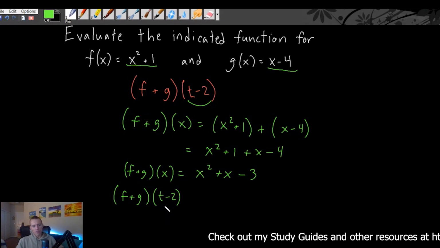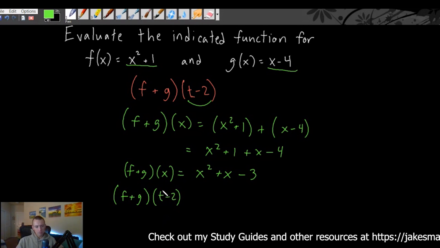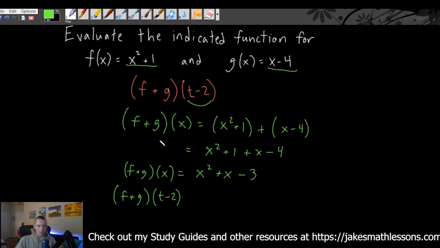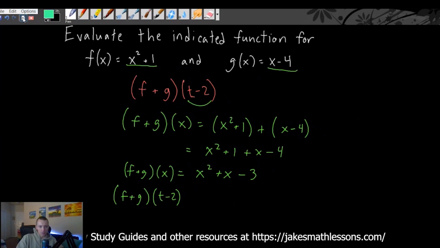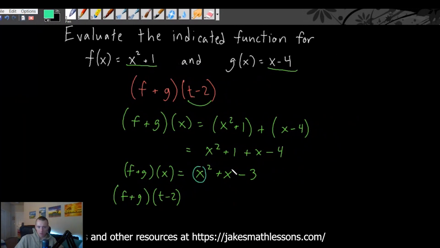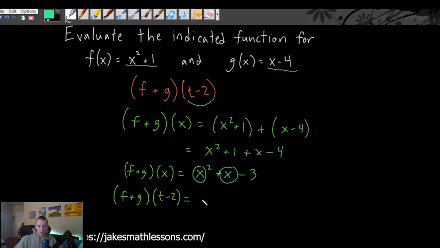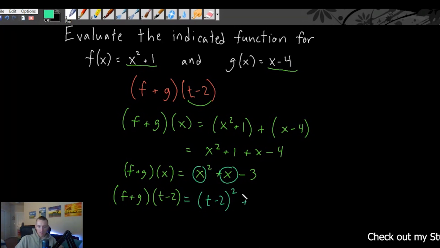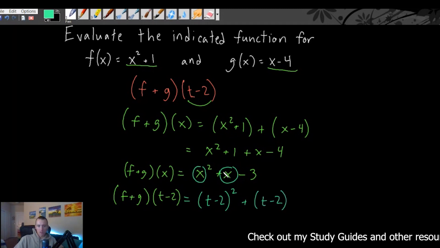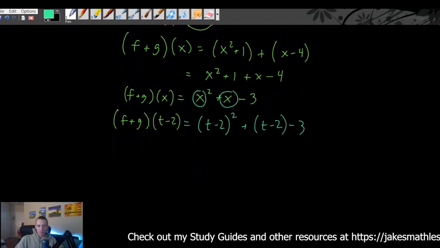So when we do this, we're going to go to our function f plus g right here. Wherever we see an x in our function, which you can see we have two x's, one right here, one right here, all we're going to do is replace those x's with t minus 2. So we change this x out for a t minus 2. Make sure to put it in parentheses. That's all going to be squared. Then plus, change this x out for t minus 2. Again, make sure it's in parentheses. And then minus 3. Okay, so now from here we can FOIL this out.